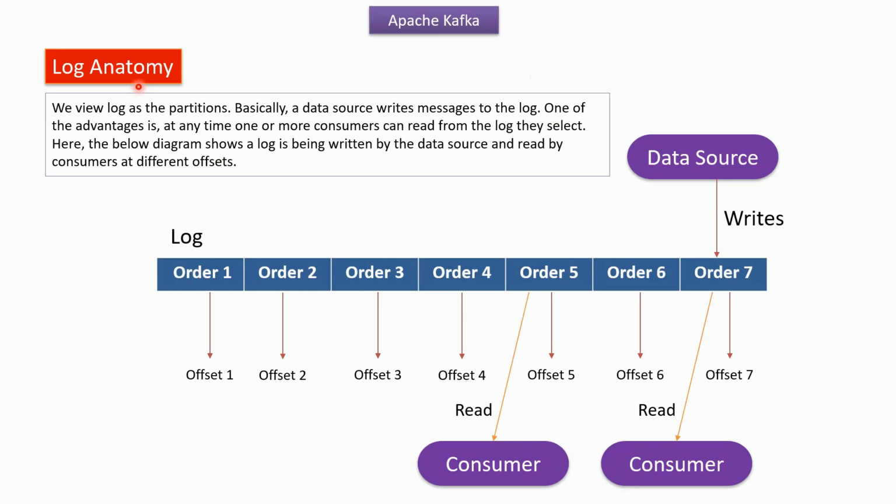Now we will see log anatomy. We view a log as a partition. Here you can see the log, and here you can see the data source. The data source writes data to the log at the end, and here you can see a consumer which reads data from offset 5, and here you can see a consumer which reads data from offset 7. Basically, the log is written by the data source and read by consumers at different offsets.